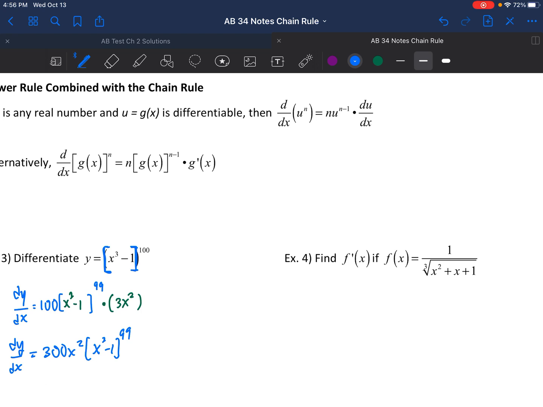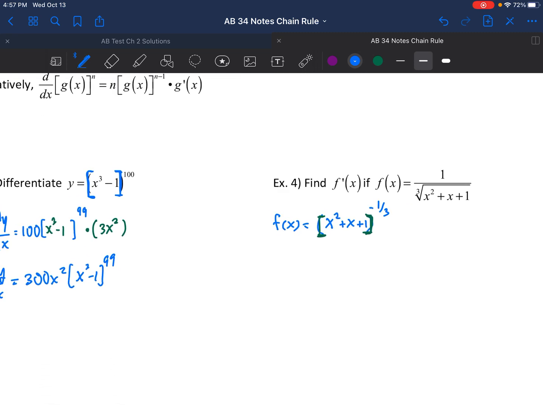Next example. Yikes, there's a crazy quotient rule. I'm going to make this a little bit easier at the start. I can rewrite this as x squared plus x plus 1, all raised to the negative 1/3 exponent. And I see there's our interior function, the polynomial statement, and we have that exterior raised to the negative 1/3.